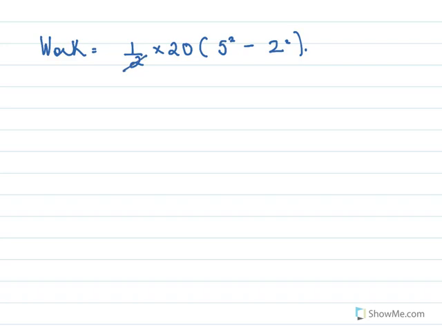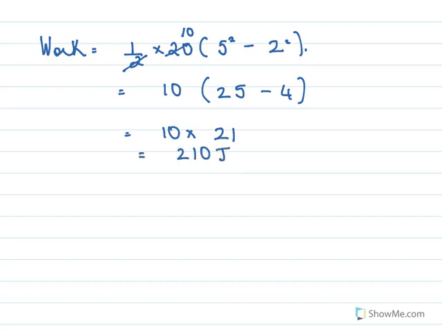So we just cancel this. This will become 10. So 10, 25 minus 4, and 10 into 21, which is 210. Work is in joule. So the work done to increase the speed of this object is 210 joule.